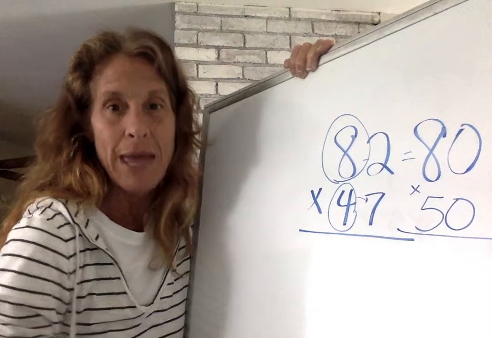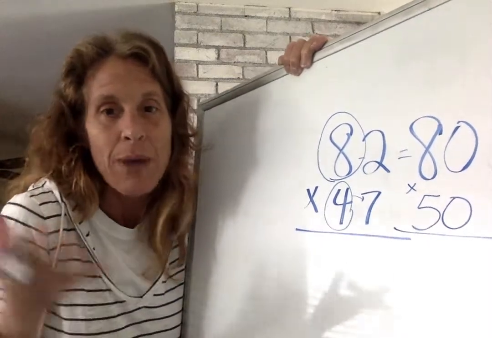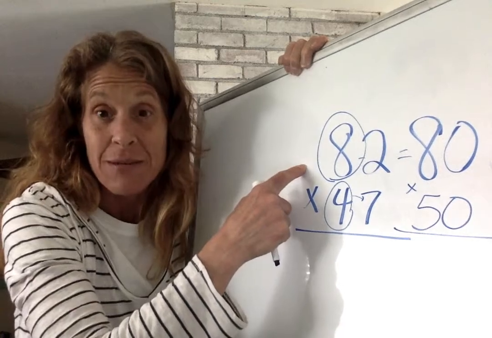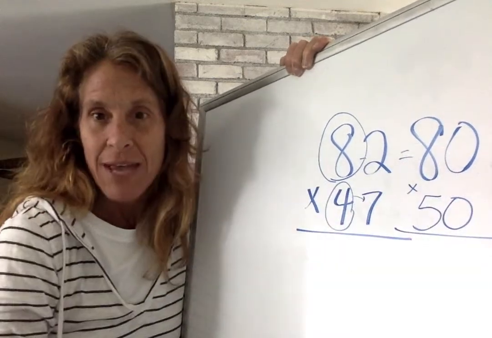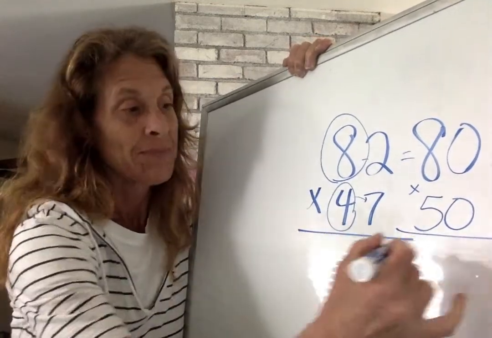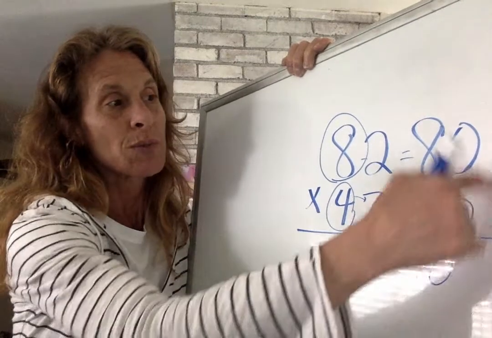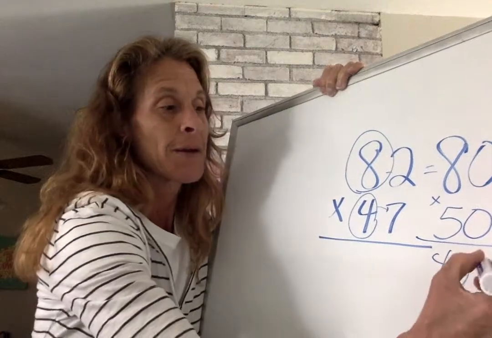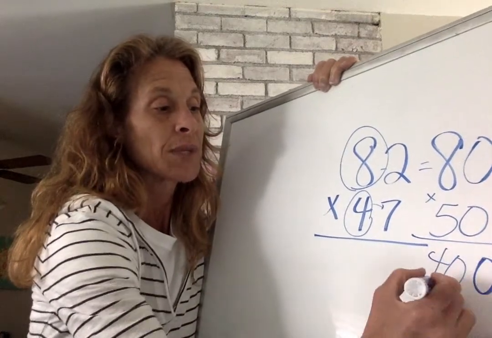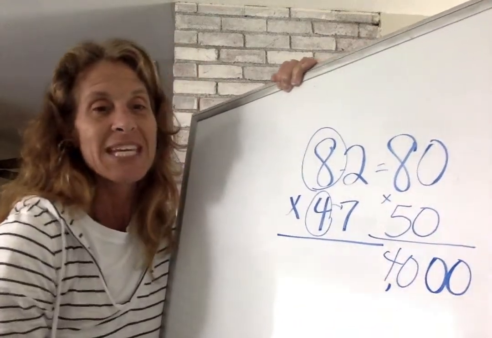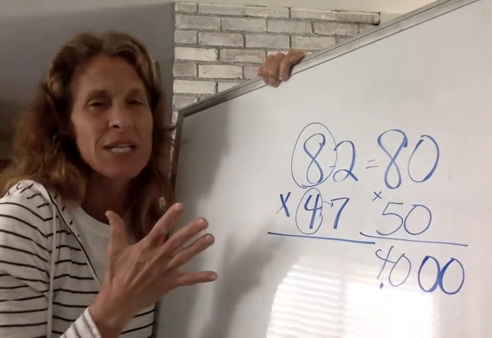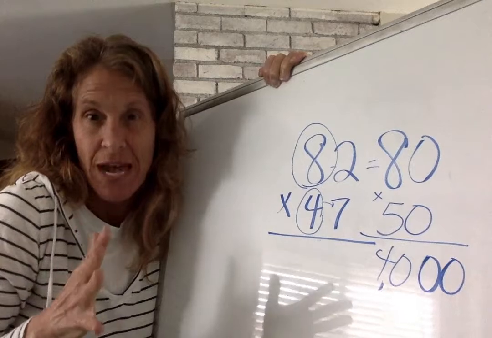Now we have a new math problem. I didn't even have to write anything down. I didn't even have to do the math. That's how cool this is. What is 8 times 5? 40. How many zeros do we have in our problem? Sorry guys, sorry about the glare. 2. So if we were to guess and say, 82 times 47, it's about 4,000.